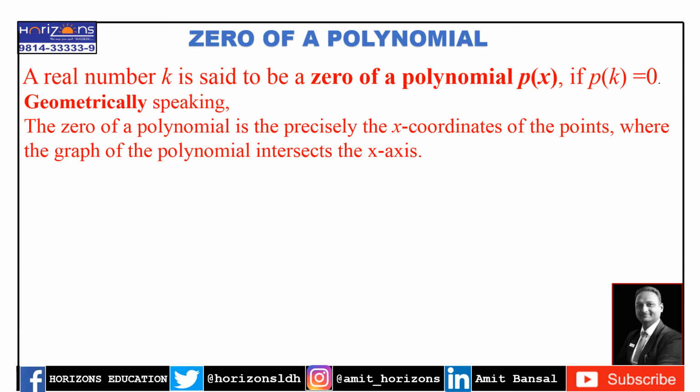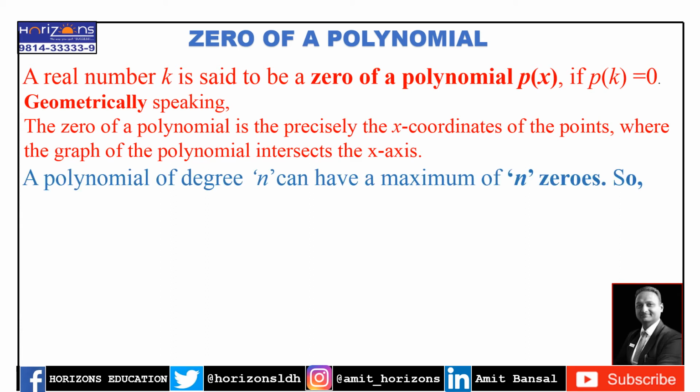Geometrically speaking, what does it mean? Geometrically speaking, the 0 of a polynomial is the x coordinate of the point where the graph of the polynomial intersects the x-axis. Let me tell you again. If you draw the graph of a polynomial p(x), the points at which this graph intersects the x-axis, the x coordinates of those points will be considered the 0 of a polynomial. So this is the geometrical meaning of the 0 of a polynomial.